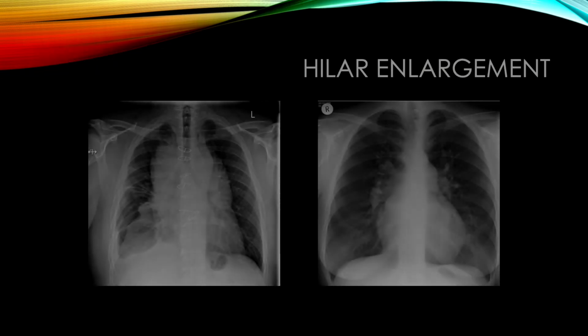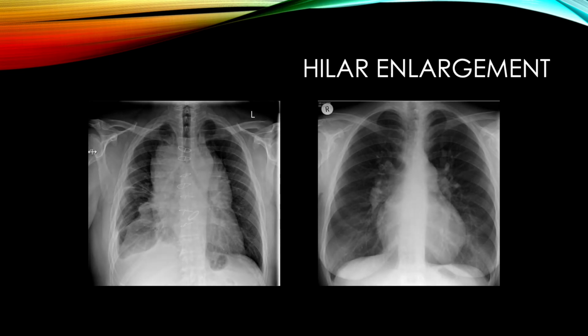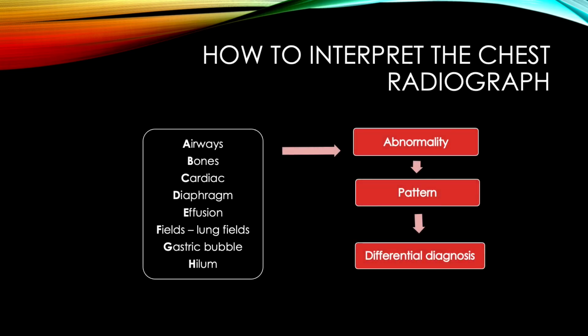Hilar enlargement reflects one of 4 types of pathology: lymphadenopathy, tumors, pulmonary venous hypertension, or pulmonary arterial hypertension. The X-ray on the left shows a case of lymphoma where the hilar nodes are enlarged. On the right, dilated pulmonary arteries due to pulmonary hypertension. An anomaly on the chest radiograph would not be missed as we move from A to H. When an abnormality is detected, we have to describe the abnormality, the pattern of it, and in most cases, a differential diagnosis can be given.